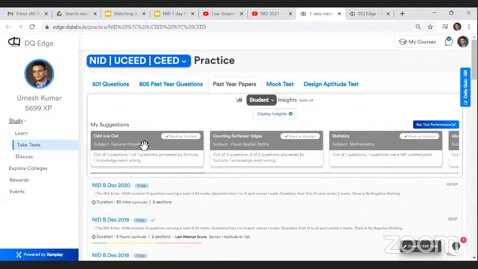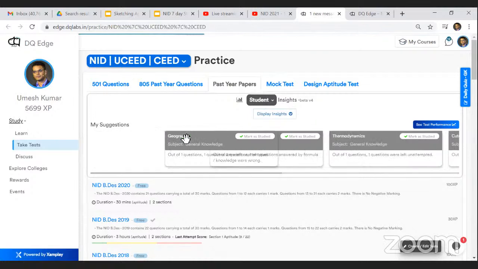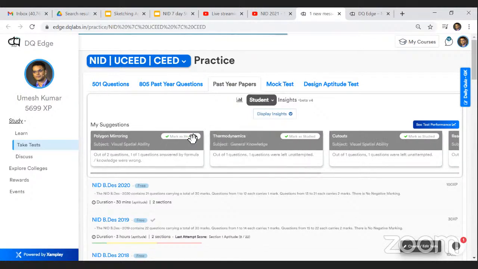So once you finish, let us say, studying odd one out, the subject is general knowledge. Once you have done that, click on mark as studied so that the next topic or next insight or suggestion is shown to you. And please follow the study process as is mentioned here. And once you finish this, please click on all these topics after studying, mark as studied, so that you are covering all the topics in the order of priority that matters to you to improve your scores.